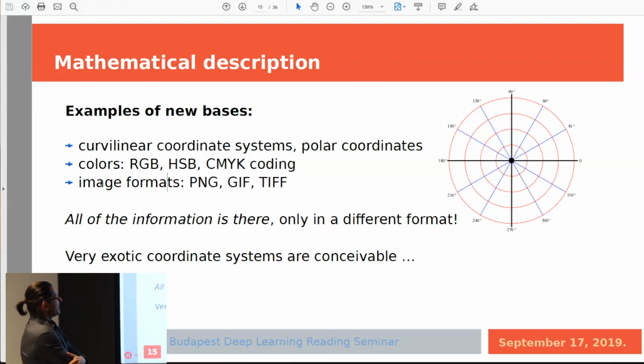We can have different image formats and so on. So the point is that all the information is there, only in a different format. And of course, very exotic coordinate systems are conceivable, especially if we have a very, very huge space.